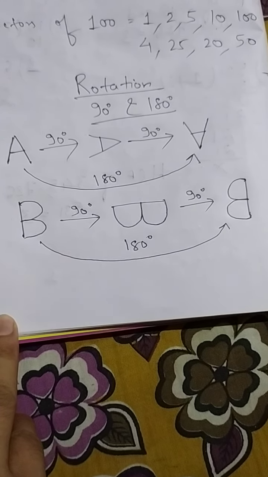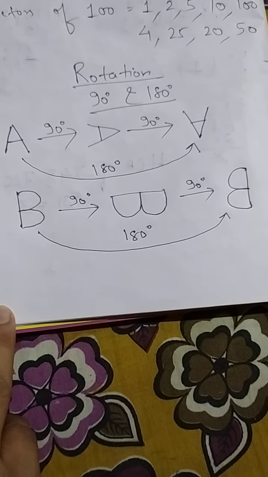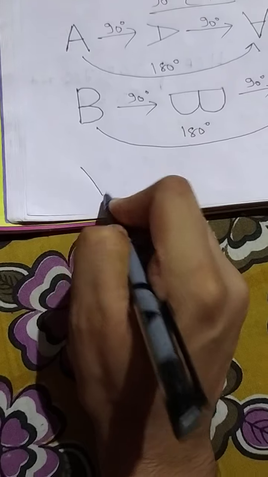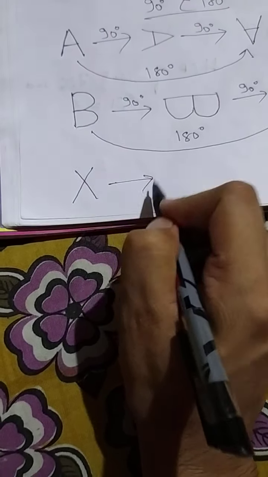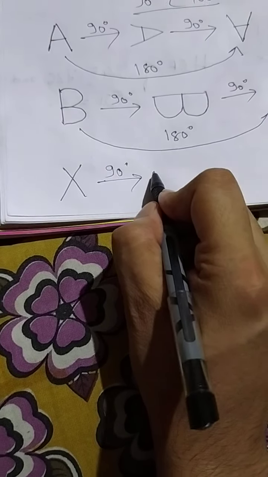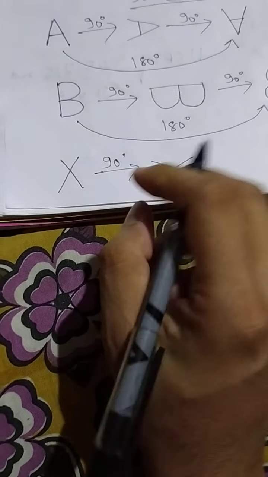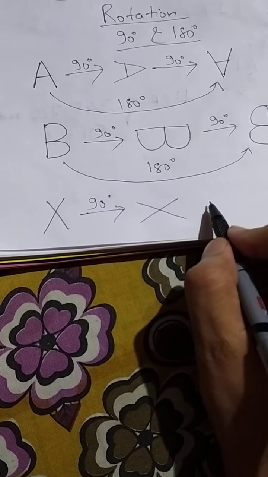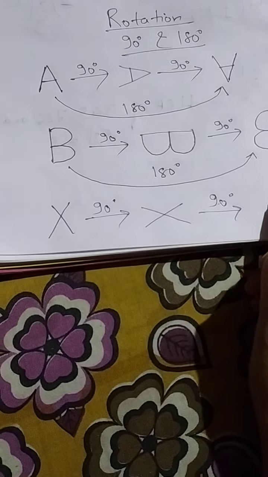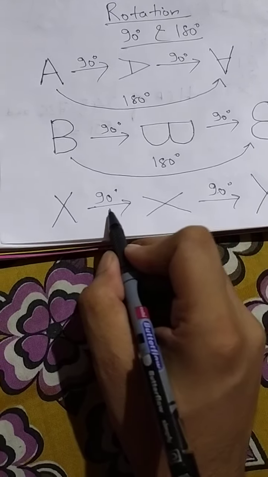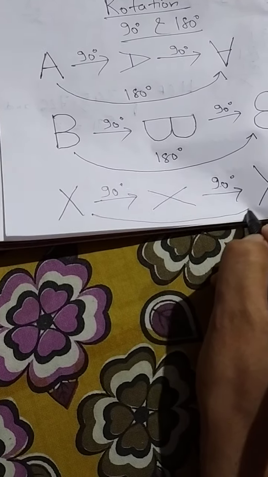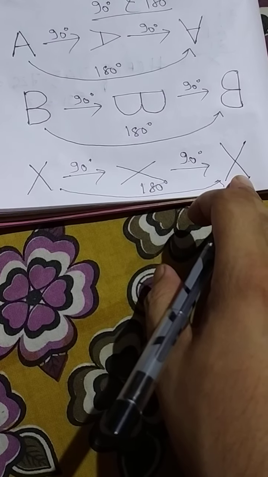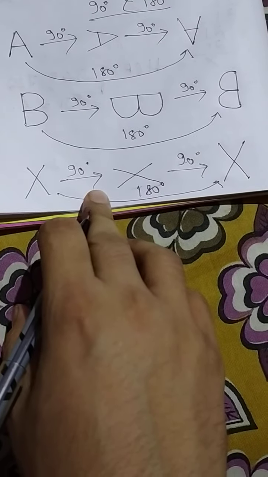Now let's see one English alphabet which remains same after 180 degree rotation. For example, X. If you give 90 degree rotation, it will look like this. And always we are giving 90 degree, 180 degree rotation clockwise. And again, if you give 90 degree, again it will look like X. So 90 plus 90, here directly you can get 180 degree. So X after 180 degree rotation looks same.